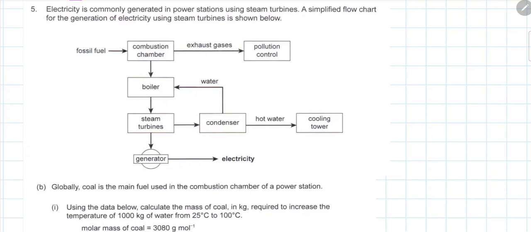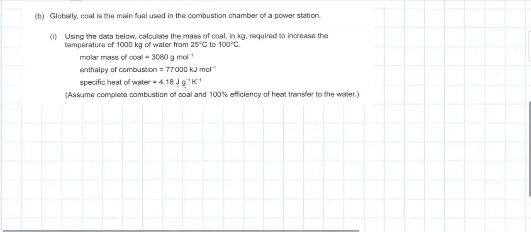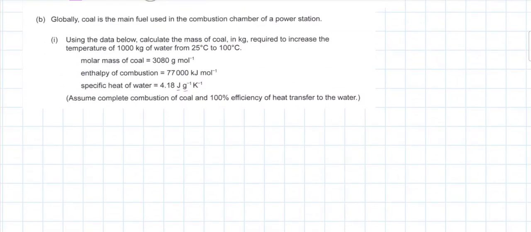With this question here, we are looking at burning some fossil fuel to actually boil some water. And we need to work out how much we need. All right, so let's extrapolate some information from the question. Here we've actually got 1,000 kilograms of water.